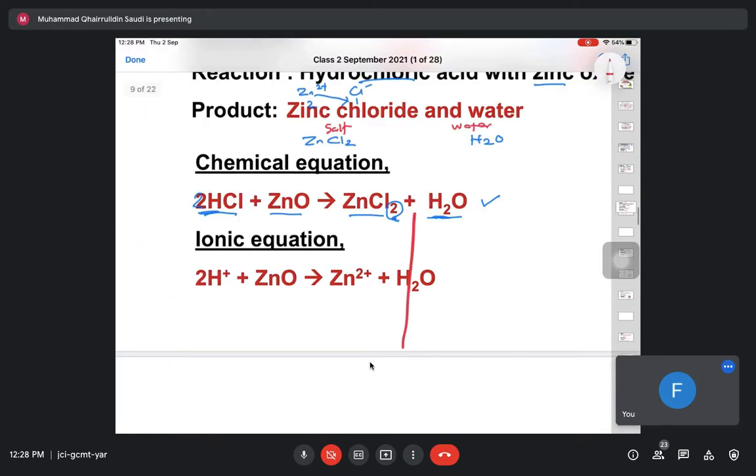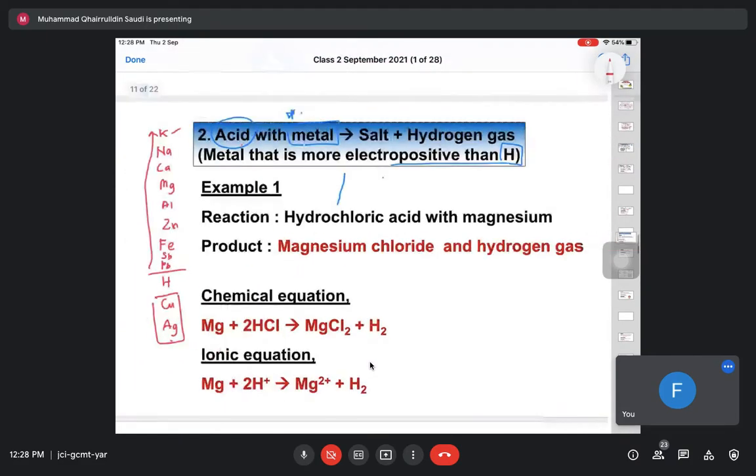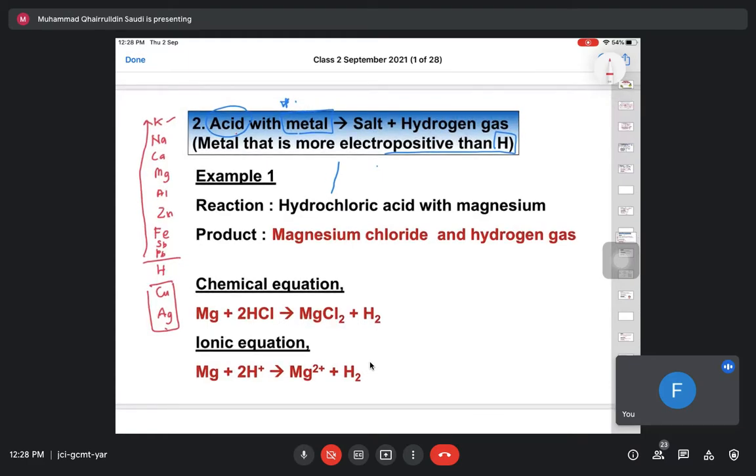Okay, good. Alright, so example. Hydrochloric acid and magnesium. Okay, sama juga. You have to know the product. Okay, dia boleh react dengan apa and the product, and you have to know how to write down the chemical equation. So acid and metal will produce salt as well, and hydrogen gas. Okay, kalau tadi acid with base will produce salt and water. This time bila acid react with metal, it produce salt and hydrogen gas.